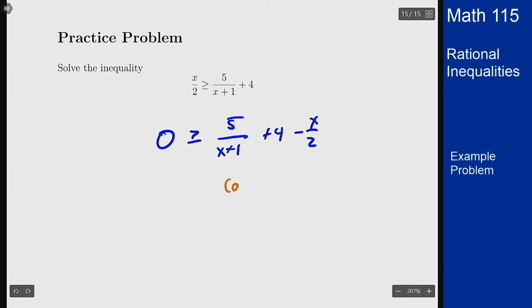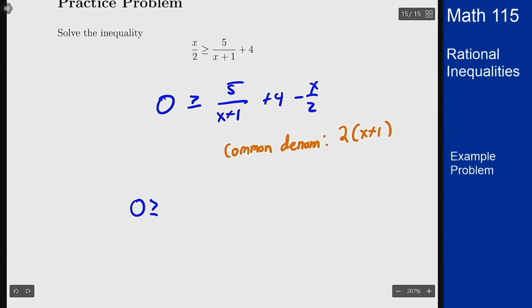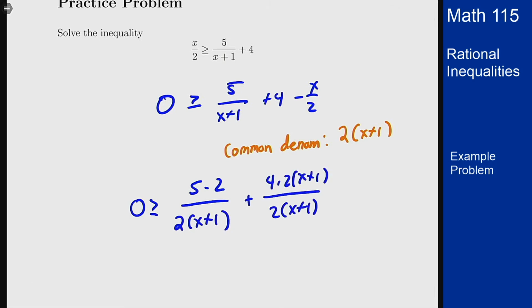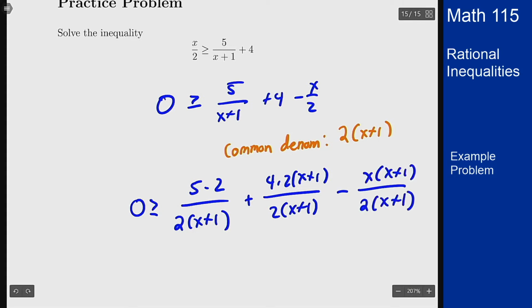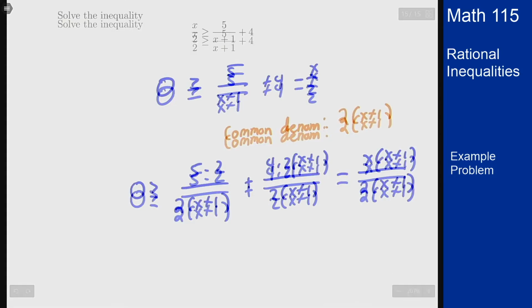My common denominator here is 2 times x plus 1, because that will account for all the different factors that I see. So to get to that, I need to multiply the first fraction by 2 on both top and bottom, and multiply the 4 by the entire thing, and then the x over 2 needs to get multiplied just by x plus 1. Now I can expand all these out and combine them.